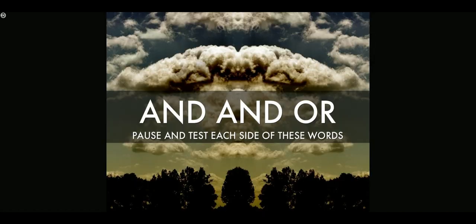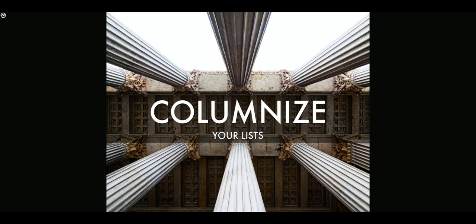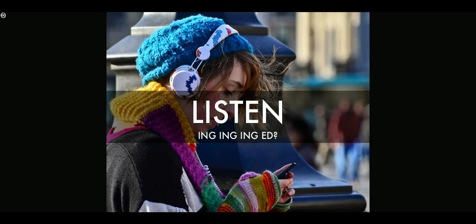Anytime you see and or or in a sentence, pause and test each side of the sentence on either side of those conjunctions. Columnize your lists. Listen for ing, ed. Just keep it parallel. Hope this was helpful.